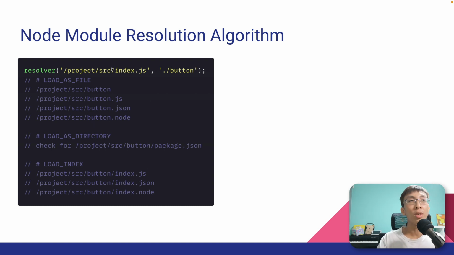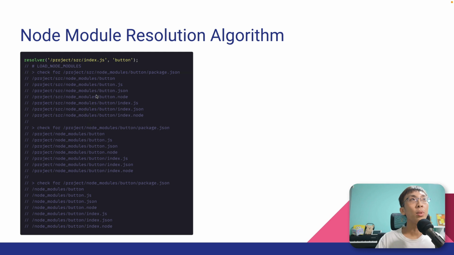And if any of these does not exist, then you'll treat button as a folder, so try to load as directory. The first thing it will check is whether package.json is a file. If it's a file, then look for the main field. And if this does not exist, then it will load as index, which will try button/index.js, button/index.json, button/index.node. Only if all the files it has tried do not exist, then the module is not found. If any of these is found in any step, then you will return early and end the whole resolution.